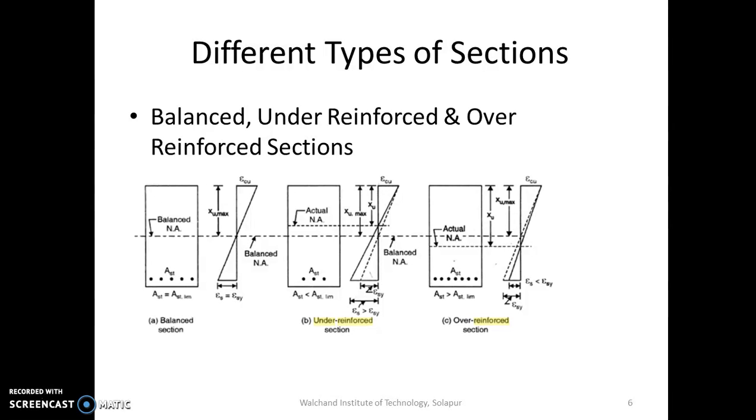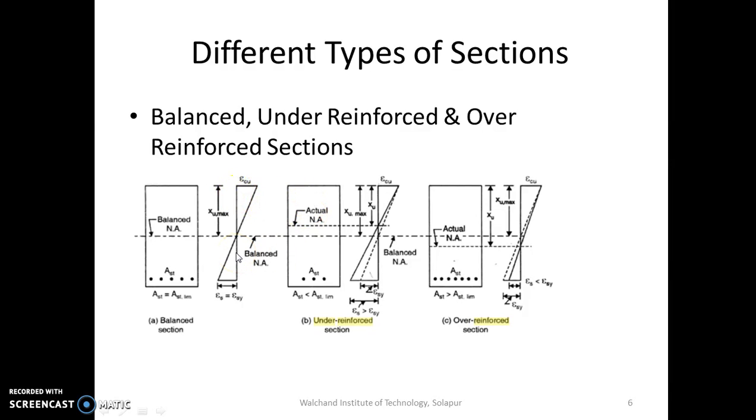Now we get different types of RCC sections. Either it may be a balanced section, it may be an under reinforced section, or it may be an over reinforced section. A balanced section is one in which the ultimate strain in concrete and steel are achieved simultaneously. That means the strain in concrete is 0.0035 and strain in steel is Fy upon 1.15 Es plus 0.002. So both are achieved simultaneously. So that section is called as balanced section. This is a strain diagram for balanced section.